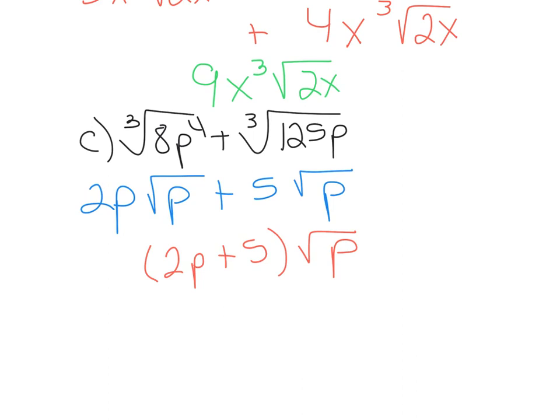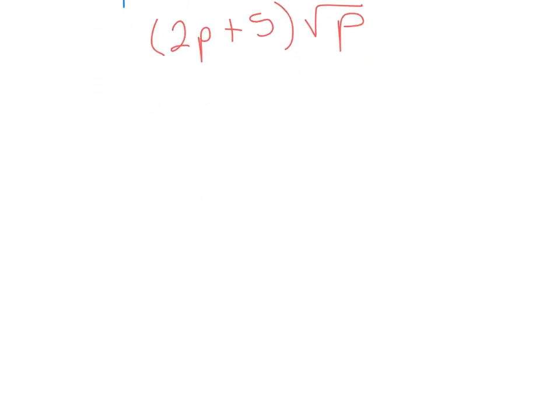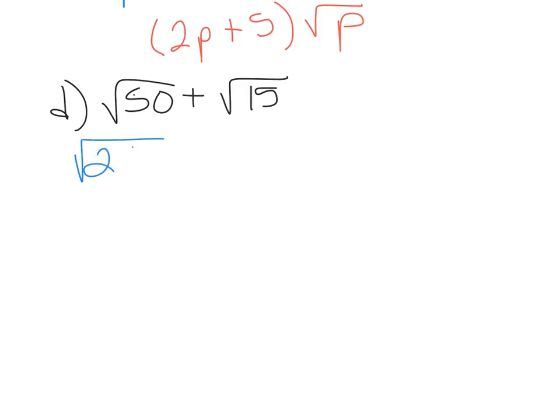Okay, letter D is on the next page, so turn the page. Letter D says square root of 50 plus square root of 15, and we need to simplify these before we can add them. So there's a 25 times 2 in the 50. 25 comes to the outside as a 5, so we get 5 square root of 2.